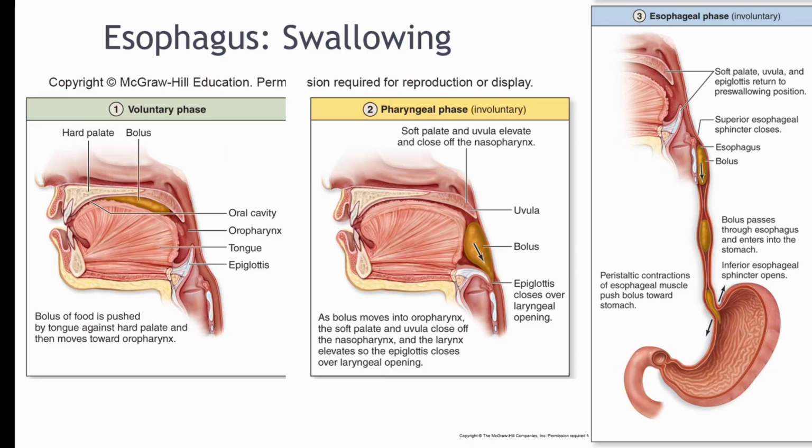You have peristaltic contractions. Those are the contractions of the circular muscles of the esophagus that essentially squeeze and push the food down.